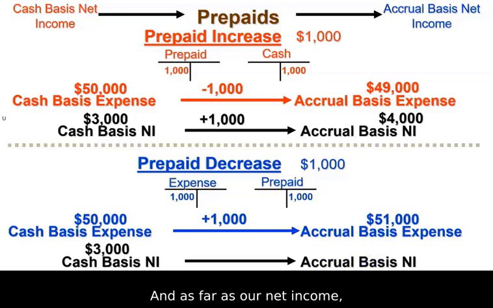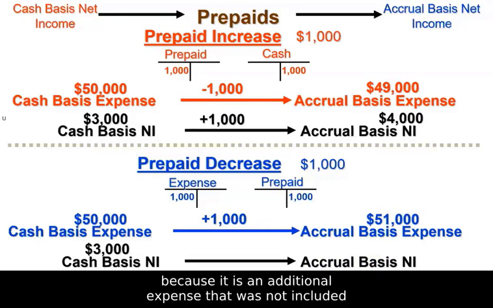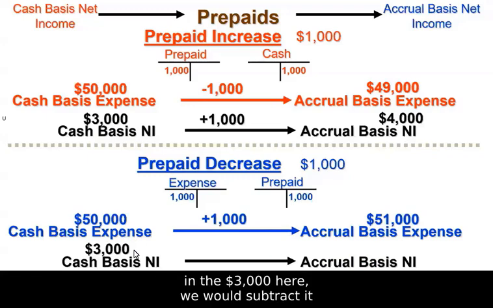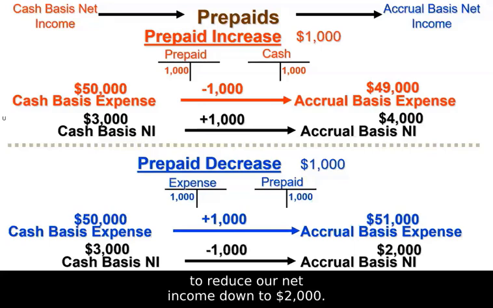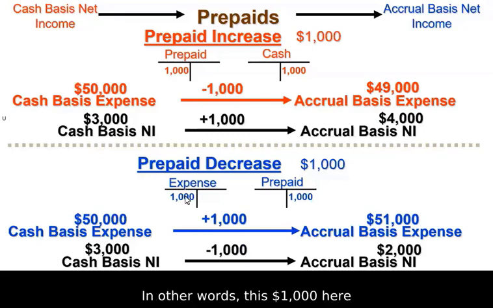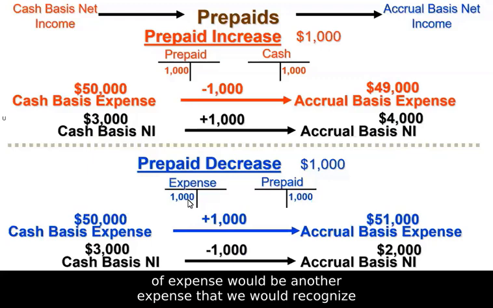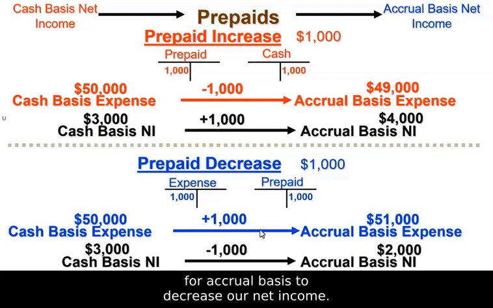And as far as our net income, because it is an additional expense that was not included in the $3,000 here, we would subtract it, because it is an expense, to reduce our net income down to $2,000. In other words, this $1,000 here of expense would be another expense that we would recognize for accrual basis to decrease our net income.